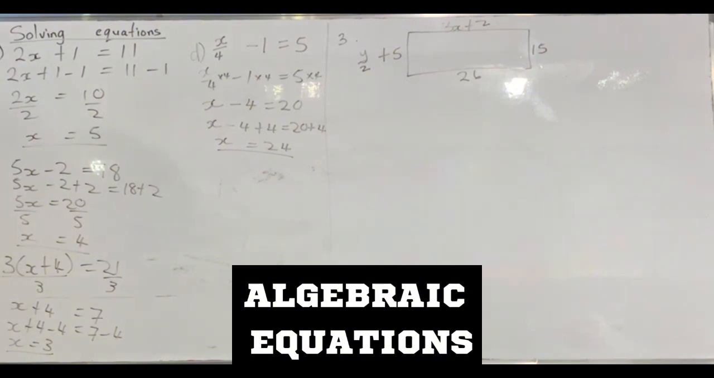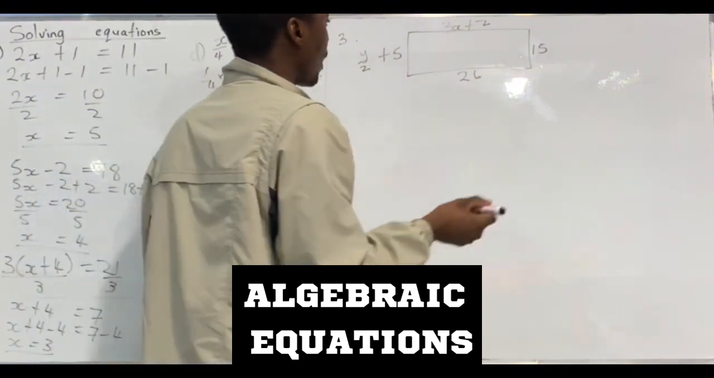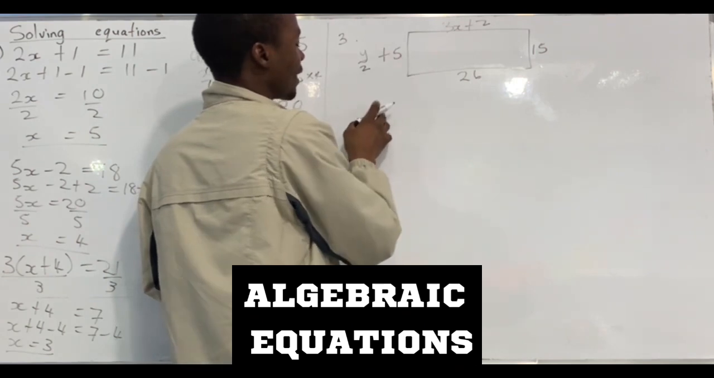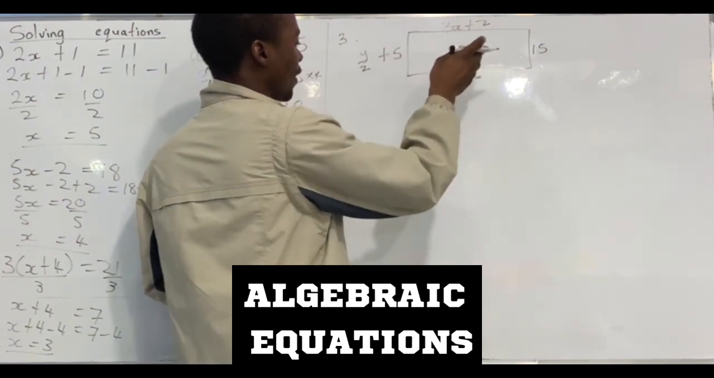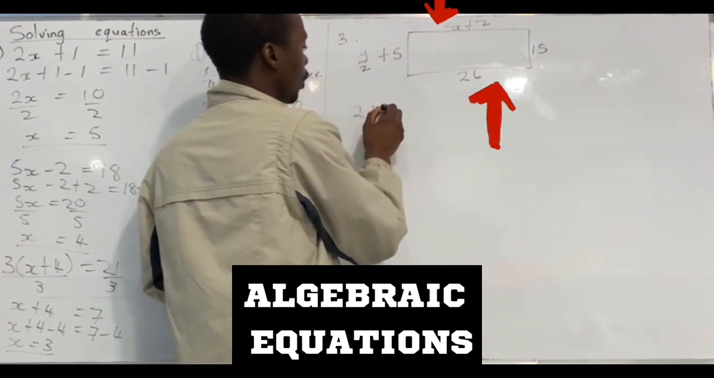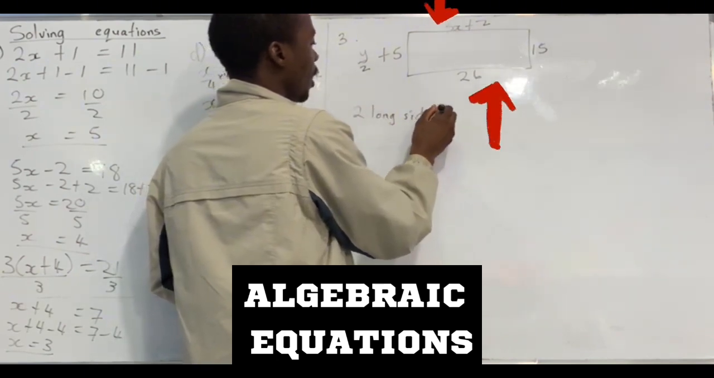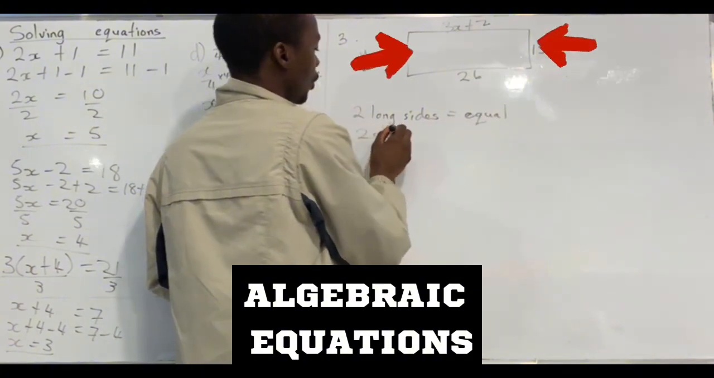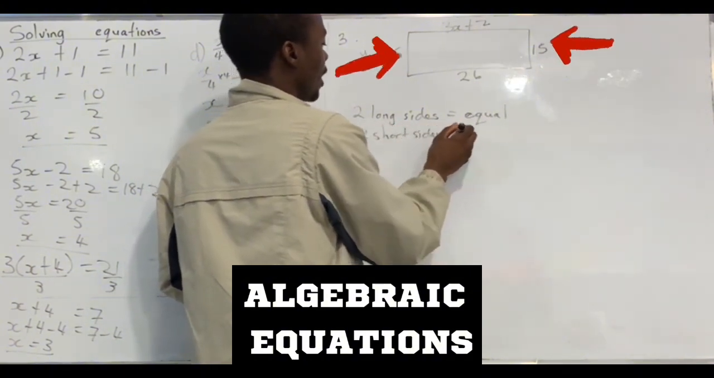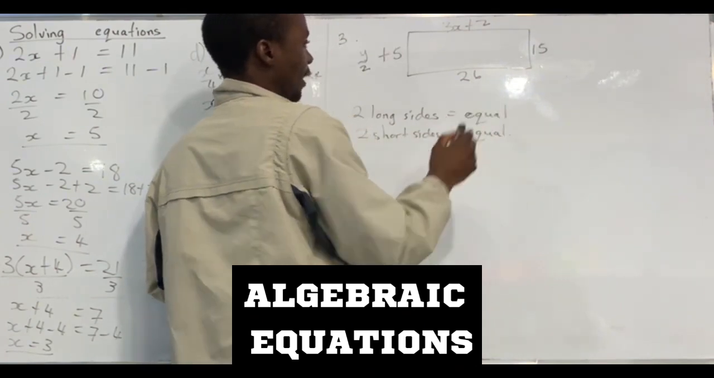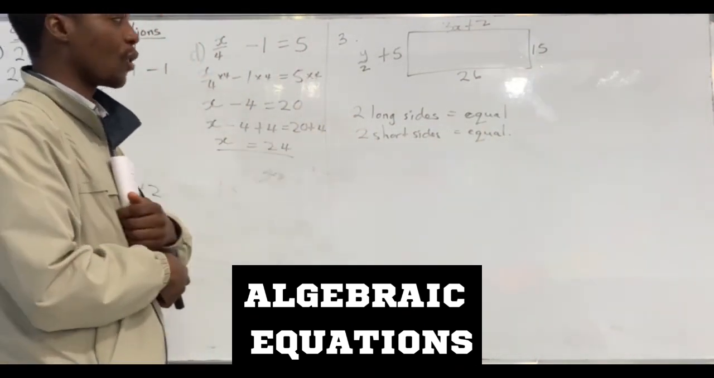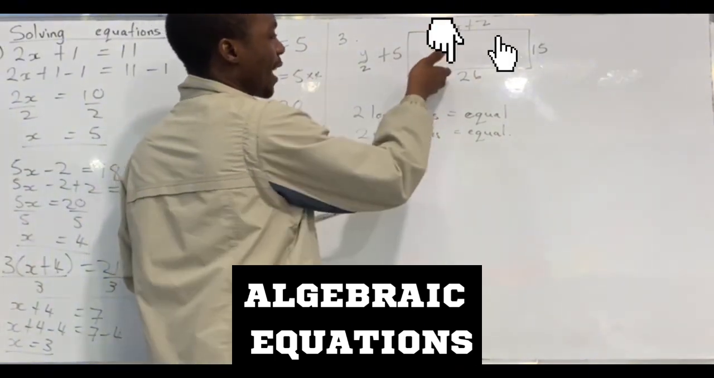Alright, so here you're going to use common sense and logic and knowledge from other topics. You know from your knowledge of shapes that a rectangle has two sides which are long and equal and two sides which are short and equal. So what we'll simply do is equate the two sides which are long and equal, and equate the two sides which are short and equal, and then we'll find our answer there.